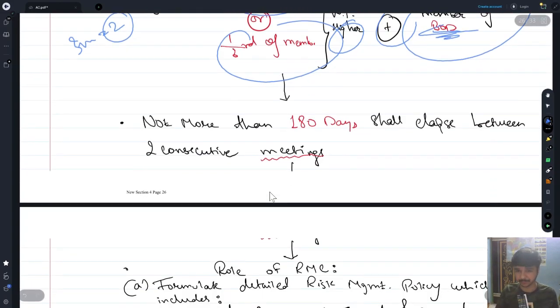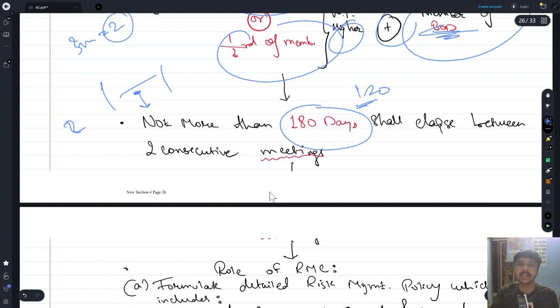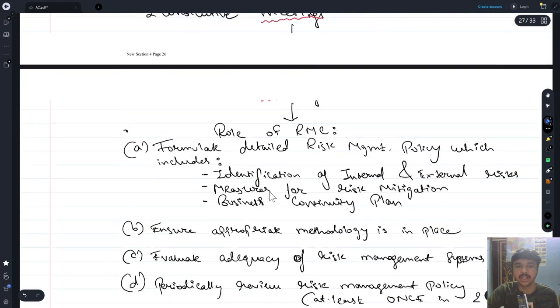They should meet as much time as they want to, but the 2 meetings that they are going to have, that is one here and one here, the time gap between these should not be more than 180 days. Elsewhere it was always 120 days. Here only there is a shift, that is 180 days.